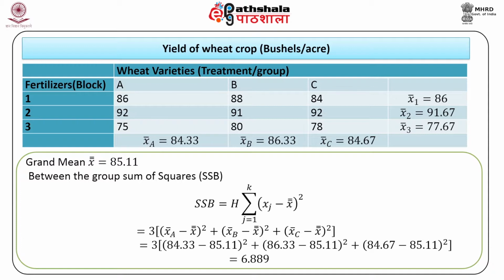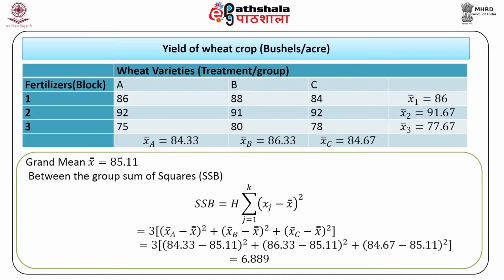So let's do that. In our table, in our last column, we have in our first row x1 bar, which is equal to 86, which is the mean of 86, 88, 84. Similarly, we have x2 bar equal to 91.63 and x3 bar equal to 77.67. In our last row corresponding to each column A, B, C, we have XA bar, XB bar and XC bar corresponding to wheat variety A, B, C.